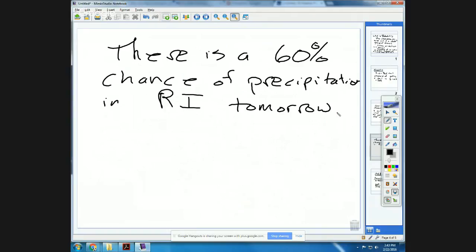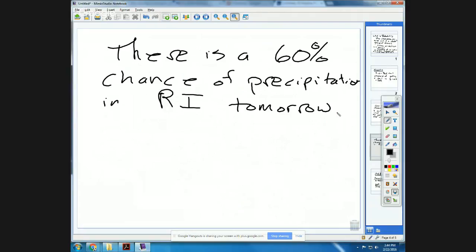So my claim is that's a different kind of probability than the other two. What does it mean to have a 60% chance of precipitation in Rhode Island? Does that have something to do with saying that 6 out of 10 times when the weather does this, it rains? That's an excellent interpretation. Kelly? Years before, similar days, it rained 60% of the time. Yeah, that's pretty close to what it means.